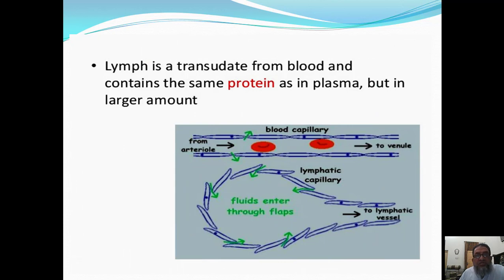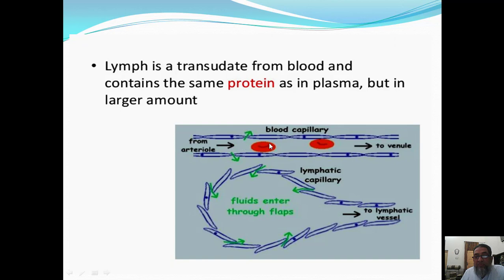The lymph is a transudate from blood and contains some protein in plasma, but in a relatively large amount. You have to remember what lymph is. Lymph is a transudate present within the cellular spaces containing plasma protein but relatively in large amount. Keep this in mind.